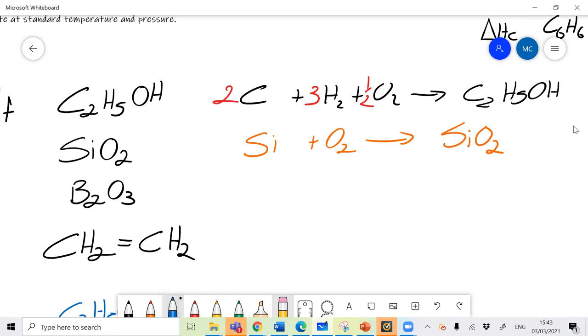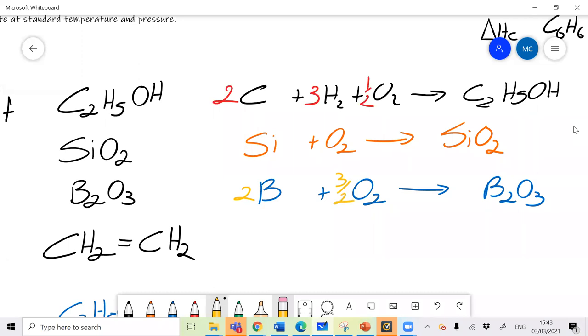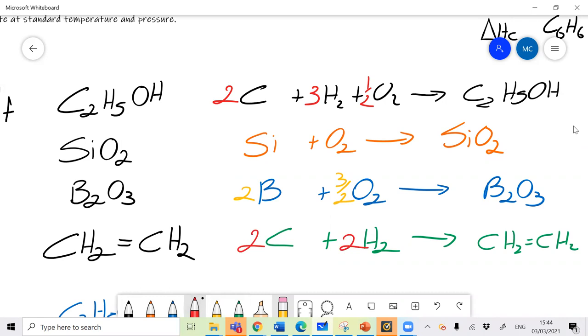For B2O3, it's boron plus oxygen to give B2O3. You will need two borons and three halves oxygen. And for CH2=CH2, you would need carbon and hydrogen to form CH2=CH2. For this one, you will require two carbons and two hydrogens. Again, if you had a problem, review the questions that I've worked before and see if you can find and analyze your mistakes.